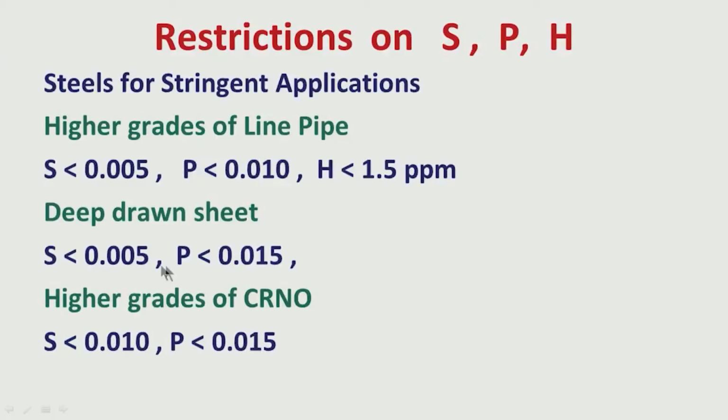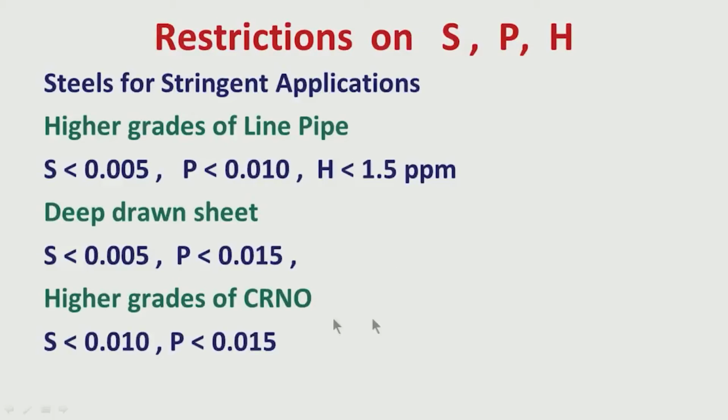For deep drawn sheet, sulfur again has to be less than 0.005 and phosphorus less than 0.15, that means slightly more phosphorus can be tolerated. In line pipe steel, phosphorus cannot be tolerated very high, because phosphorus and sulfur will create central segregation and a lot of quality problems. Hydrogen may cause hydrogen cracks if it is more than 1.5 ppm. So we have to be very careful on these counts.